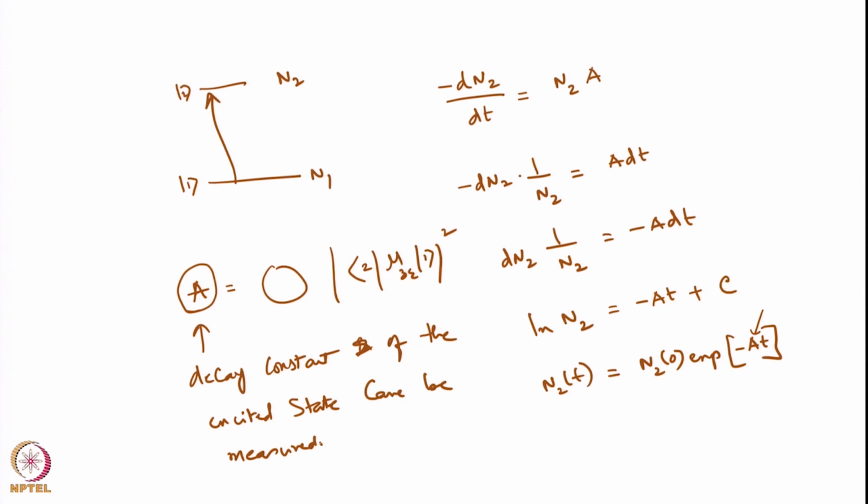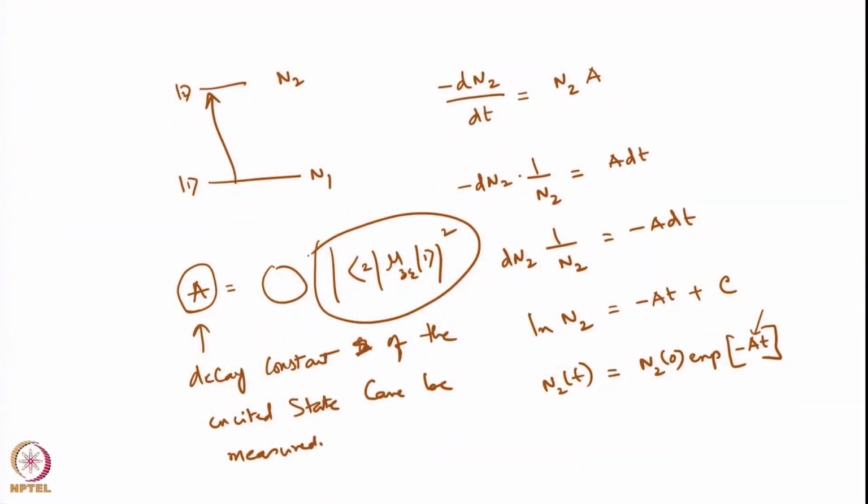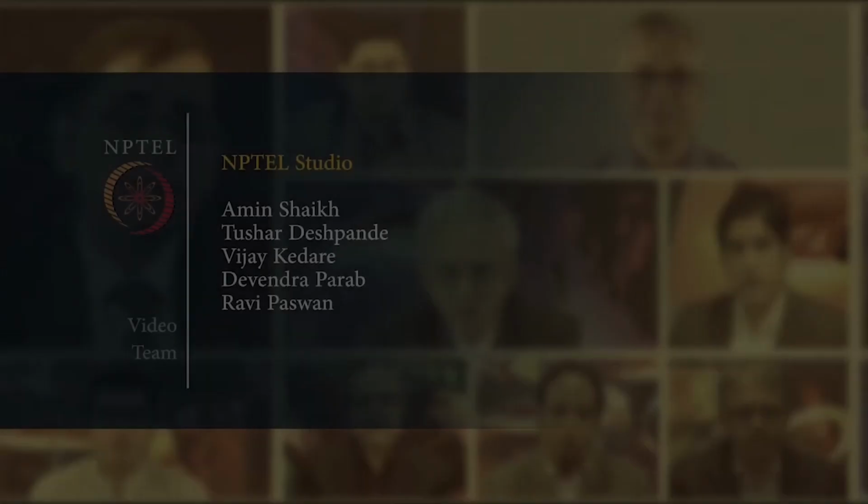So, it is like a rate of reaction. Then you can measure the rate constant, that is the decay constant, and that decay constant is proportional to the transition dipole. So, if you can somehow measure the decay constant experimentally, then you can evaluate the transition dipole. Okay. We will stop here and continue in the next lecture.